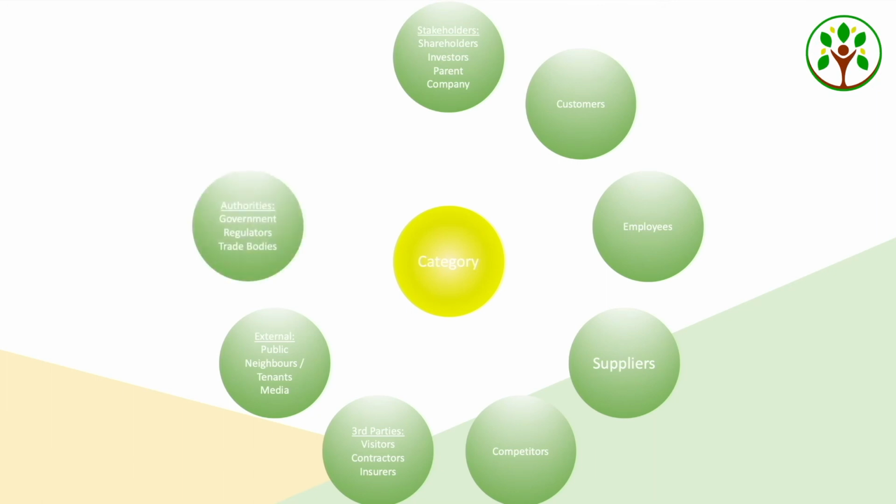Category 8 is authorities. This includes the government, any regulators or trade bodies you may be part of, anyone that you have to go to for advice or membership.